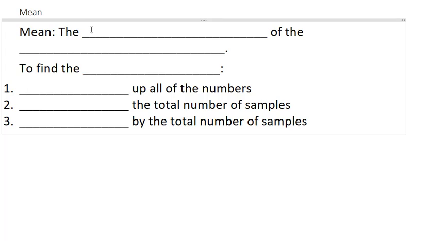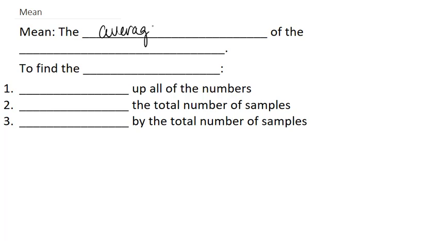Mean. Mean is the average of the numbers. And then in order for us to find the mean, what we will first do is add up all the numbers. Then our second step is to count the number of samples. And then we're going to divide the first one by the second one. So we will add up all the numbers and divide it by the total number of samples.